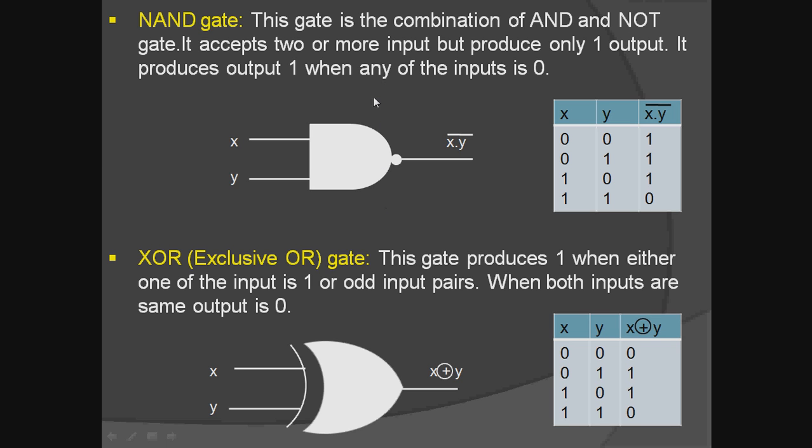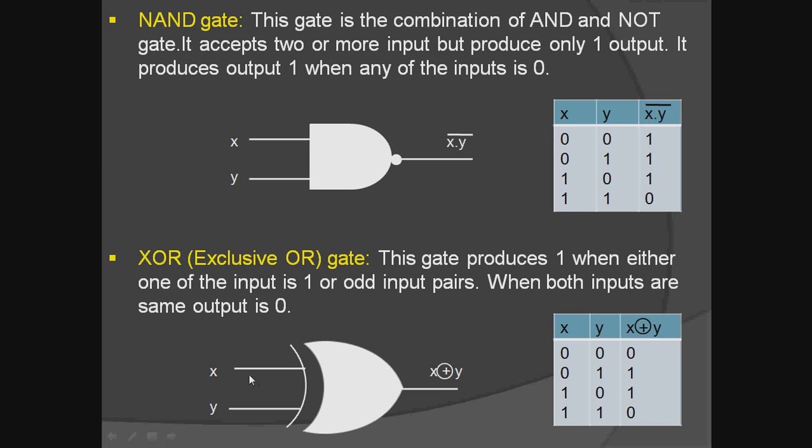You can see that where there is NOT, it is represented by this bar, so x and y the whole bar. Now XOR, or exclusive OR. This is like a hybrid gate, a combination of the fundamental and derived gates. As you can see here, it produces output 1 when either one of the inputs is 1, or odd input pairs.